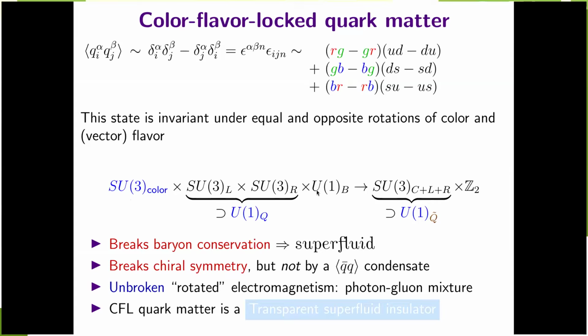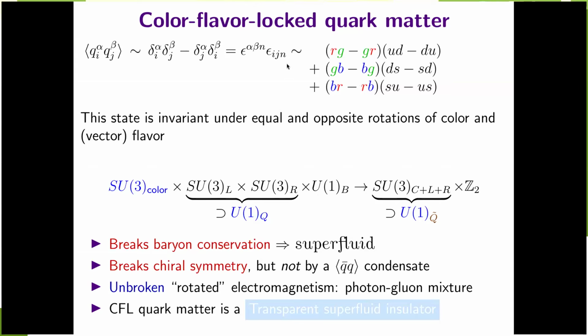And then you have the baryon number symmetry that says you can multiply by a baryon number phase. This is the symmetry of the Hamiltonian. Now, after you form this condensate, the remaining symmetry, because remember these condensates break a whole bunch of symmetries, what you've got left is one SU3 that's a combination of a color rotation and a coordinated flavor rotation.